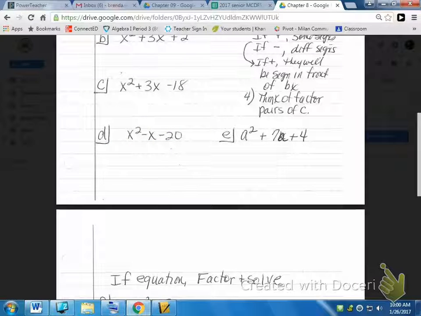Okay, so let's look at example E. A squared plus 7a plus 4. So who wants to try to do this one? Ethan, first step. You make 2 parentheses because of the a squared. So what am I going to write in my parentheses? A and A. Okay, now what? You look at the sign on C. That is a plus, so what does that tell me? That they're both positive. Yes, because that means they're both positive.